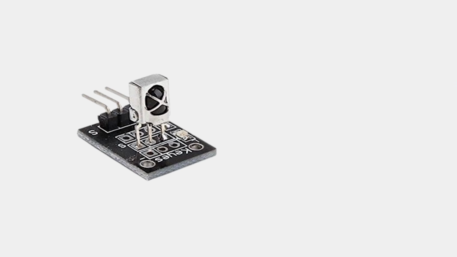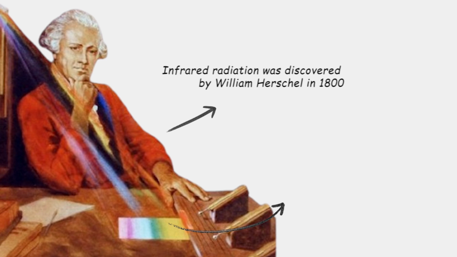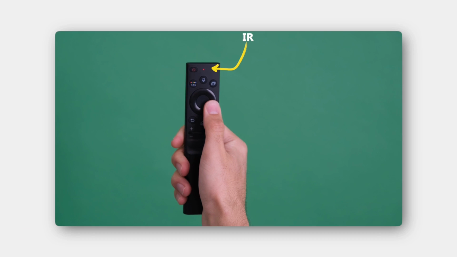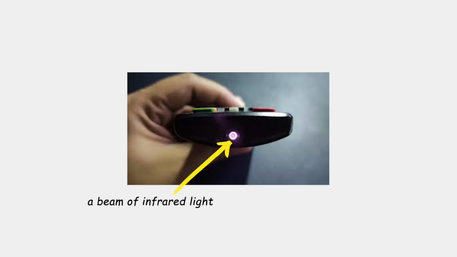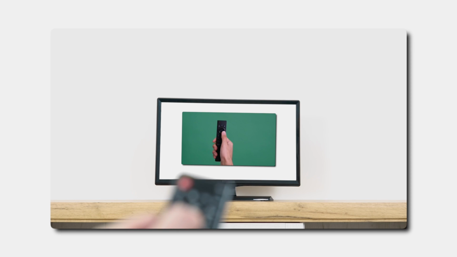Infrared (IR). Infrared communication uses invisible light instead of radio waves. It was one of the earliest forms of wireless data transfer in consumer devices. You've seen IR in your TV remote. When you press a button, it sends a beam of infrared light to the TV, which receives the signal and performs the command. Infrared requires line of sight.